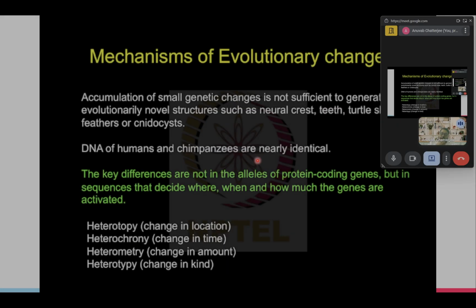And what are the different mechanisms of evolutionary change? These are heterotopy, where you take a particular protein and cause it to be expressed somewhere else. Heterochrony, where you take a protein and cause it to be expressed at a different time in development, or for a longer or shorter period of time. Heterometry, where you change the amount. And heterotypy, which is changes in the amino acid sequence, where you change the function of the protein, and it does something entirely new. So these are the different ways in which early development can contribute towards evolution.